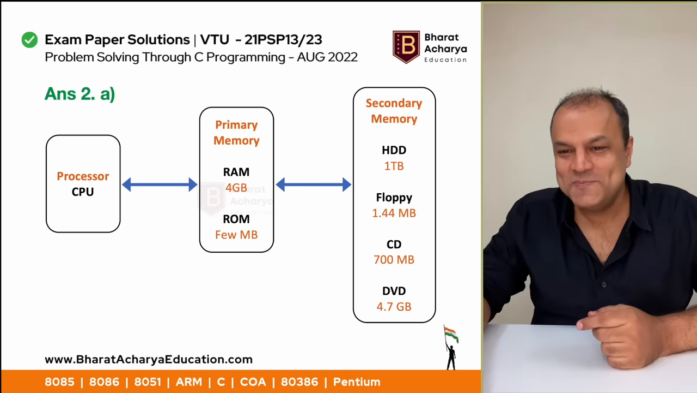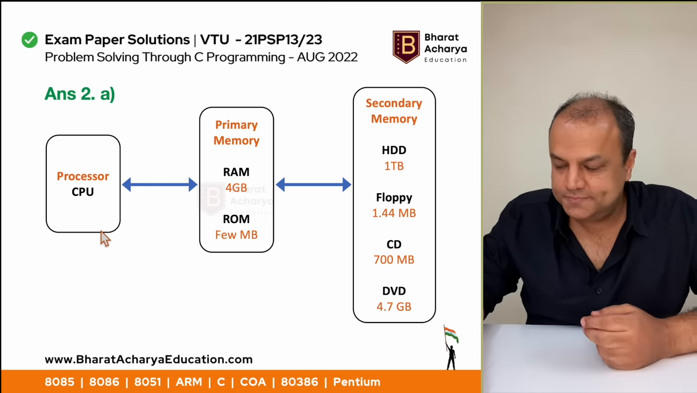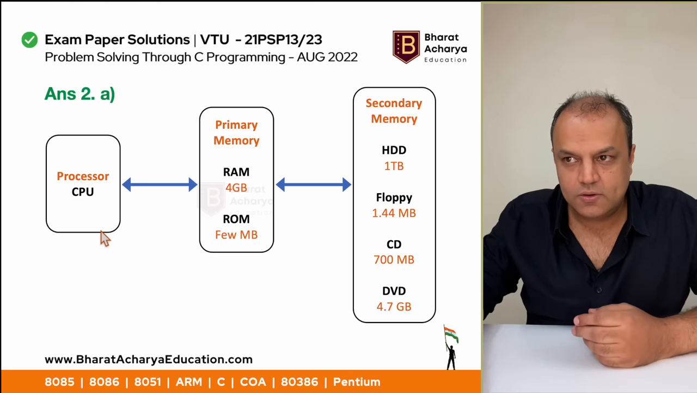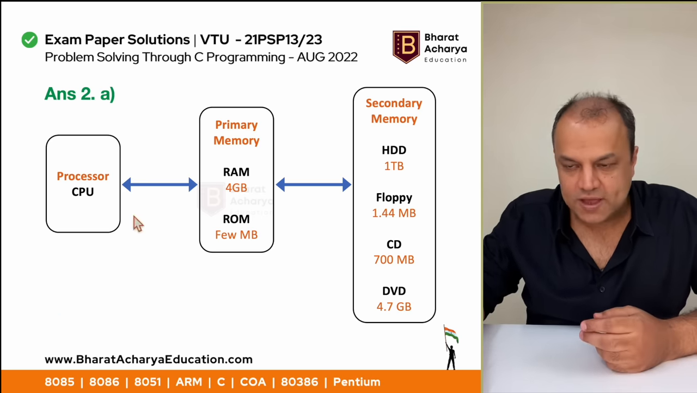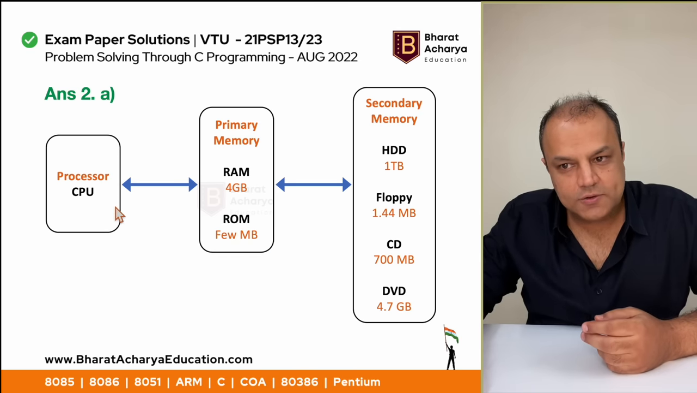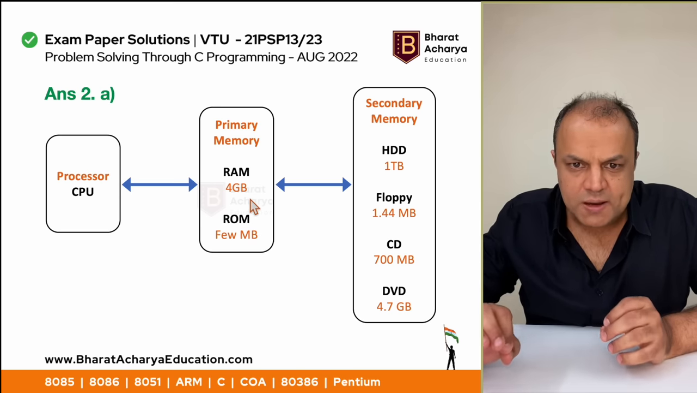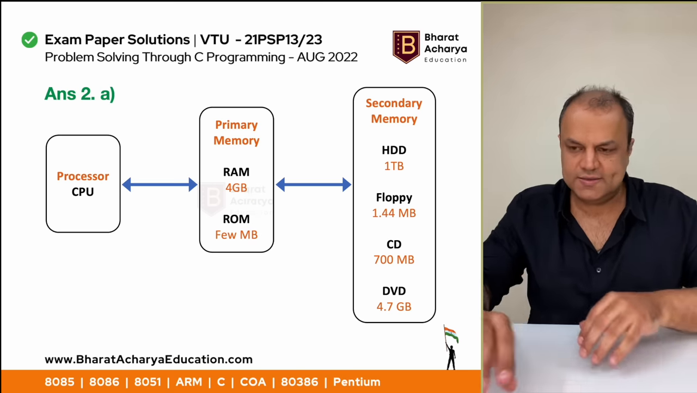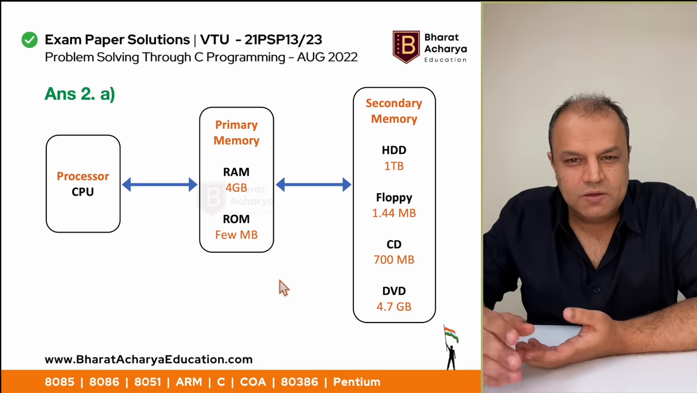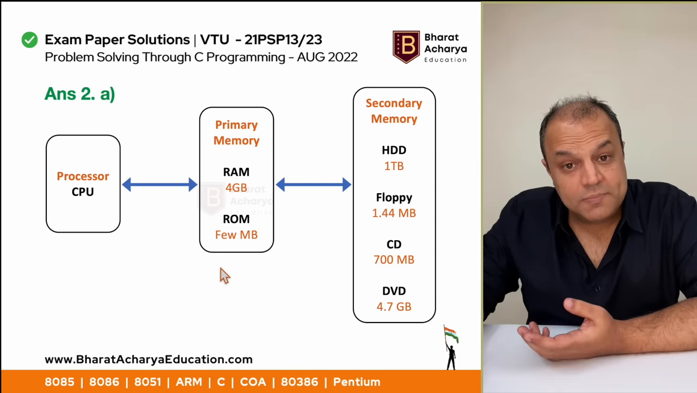Alright, difference. Anyway, so this is your processor, your Intel or Apple M1 or Snapdragon or whatever processor you have. This is your primary memory that talks directly to the processor, which contains RAM and ROM. 4 GB I have taken as the minimum size, would be 8 GB, 12 GB like I just said. ROM is just a few MB, 1, 2, 3, 4. You know the difference between MB and GB, right?